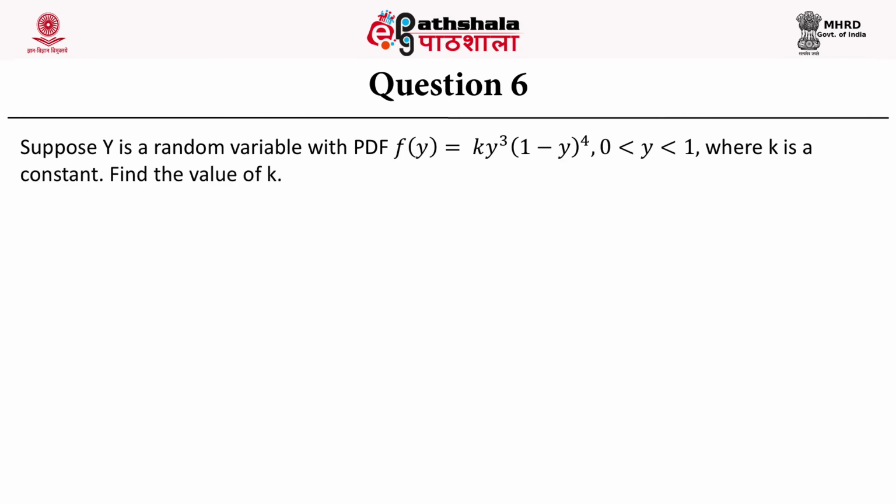Suppose y is a random variable with PDF f of y equal to k into y^3 into (1 minus y)^4, where y lies between 0 and 1, where k is a constant. So we are interested in finding the value of k.